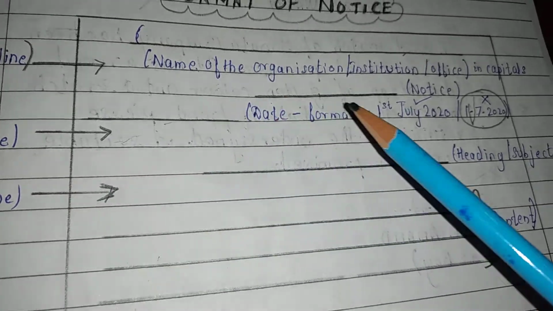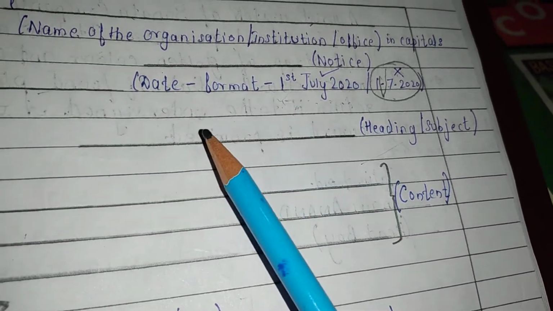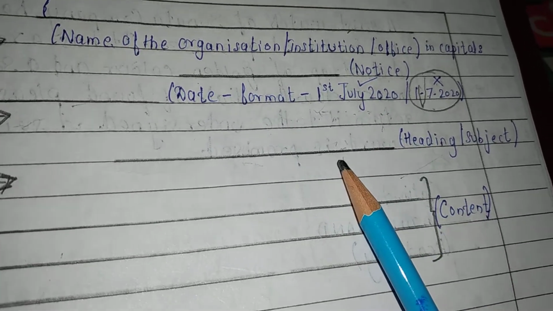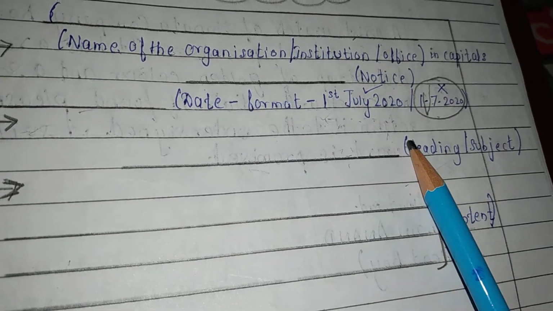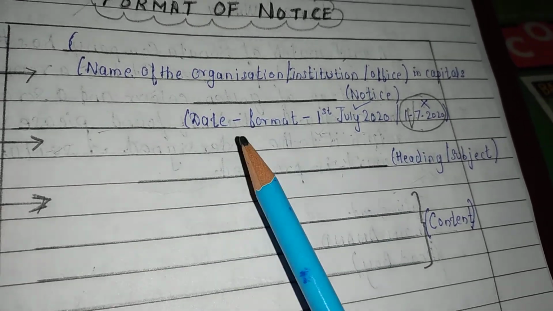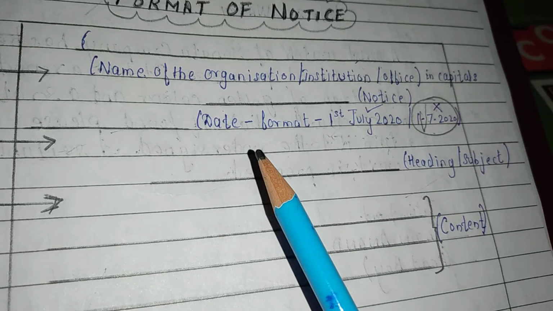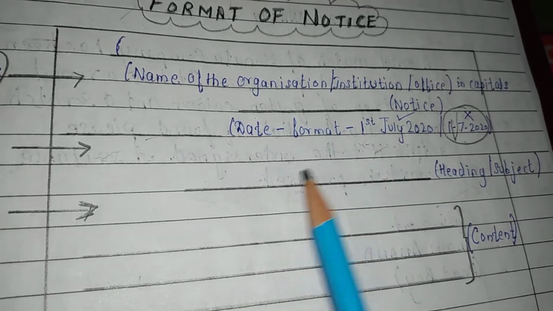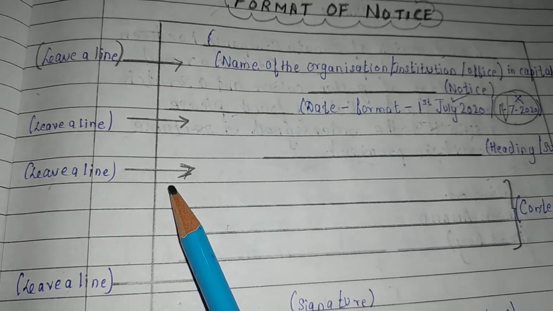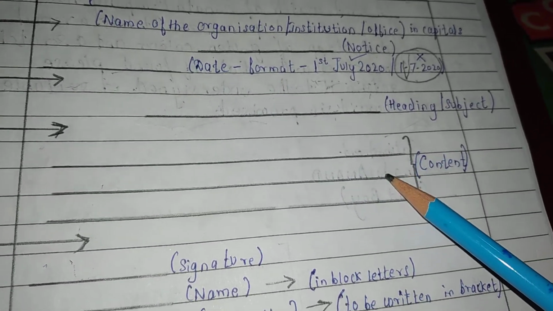Then after leaving a line again, write down the heading, for what purpose you are writing the notice. For example, if it is a dance competition, so we will write the heading as dance competition being held. Okay, so this type of a heading we are going to write. Then again we are going to leave a line, and then we are going to come to the content.